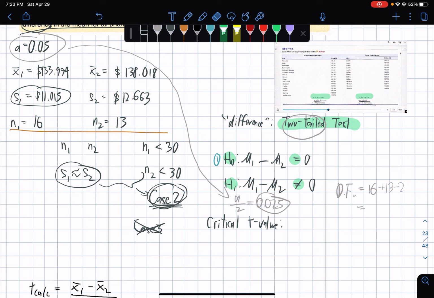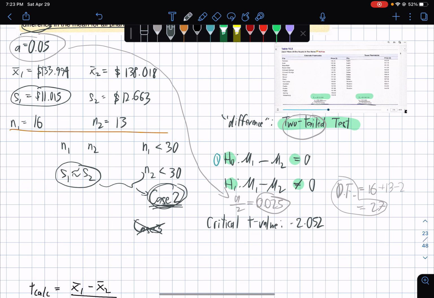I don't have my calculator right now, let me get it. 16 plus 13 minus 2, we get 27. So provided the degrees of freedom is 27 and our alpha value, the level of significance, is 0.025, originally 0.05 because it's a two-tailed test, we get 2.052.